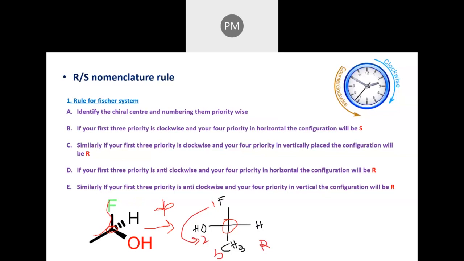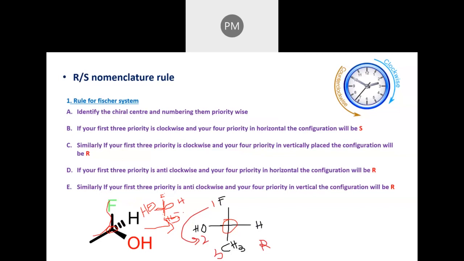And on the dotted one above, the fluorine and methyl will be placed, and below the plane will be placed the OH and hydrogen. So if we rotate this molecule so that F comes toward our side, then this OH will be on the left side, and our hydrogen will be on the right side.